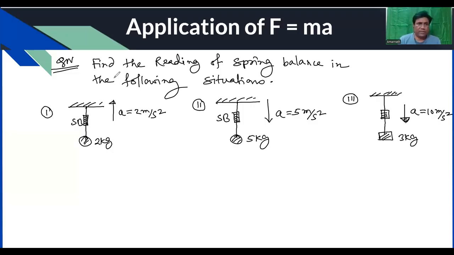Now, please try all these 3 questions. Find the reading of the spring balance in the following situations. In the first situation, a 2 kg block is suspended when the ceiling is accelerating up with 2 meter per second square. In the second case, a 5 kg block is suspended from the ceiling, which is accelerating downward with 5 meter per second square. And the third one is a little bit interesting. A 3 kg block is suspended from the ceiling by means of a thread, which is accelerating down with 10 meter per second square.